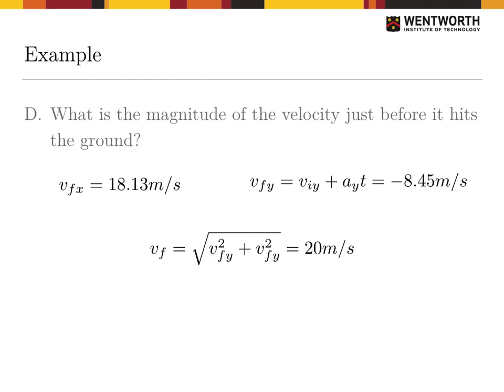Note that the final velocity is not 0. Remember, we mentioned in class that the final velocity is the velocity that the object would have if the ground were not there.